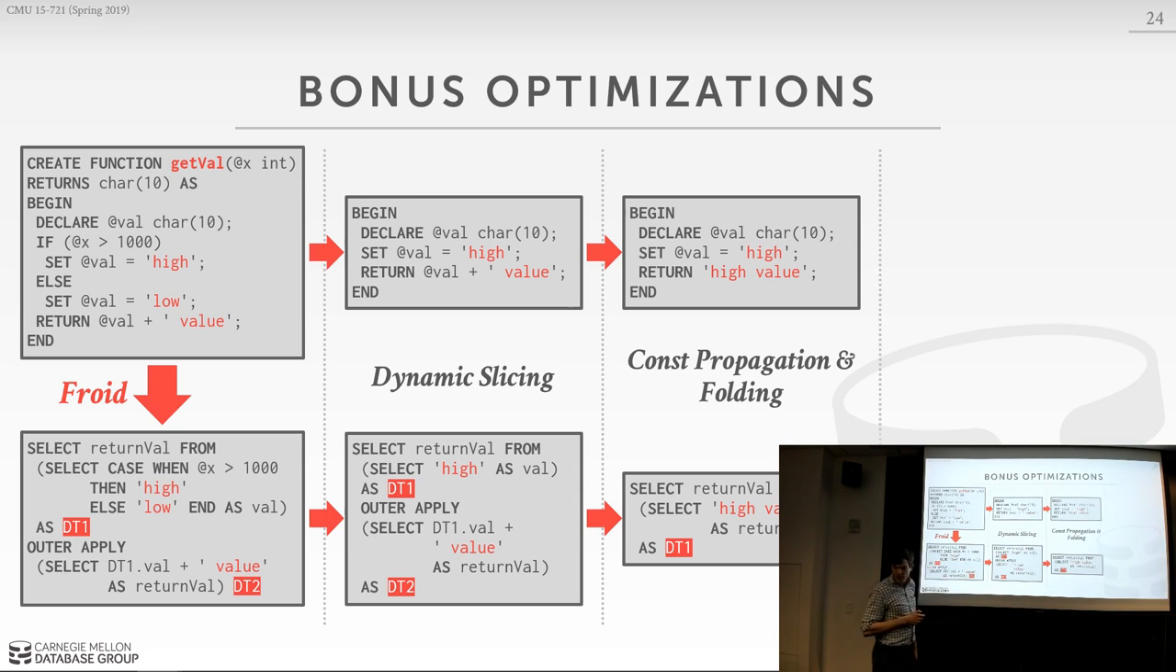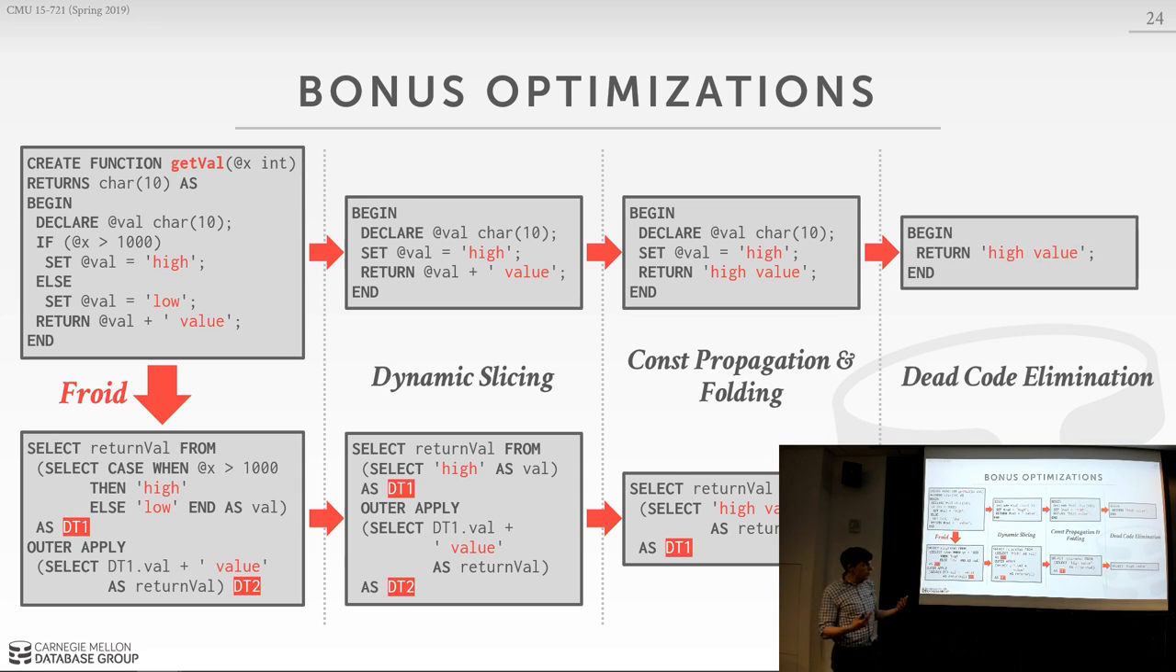All right? And the last step is just to remove dead code. I don't need to declare this variable high because I'm just always going to create the string high val. So I'll just make it return high value. Same thing in SQL. I don't need to do this nested query here to return high value. You know, select high value as return val, and that selects return val from this. I don't need any of that. I just select return high value, right?